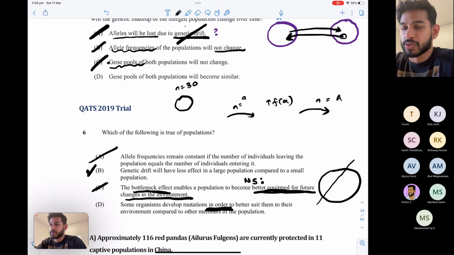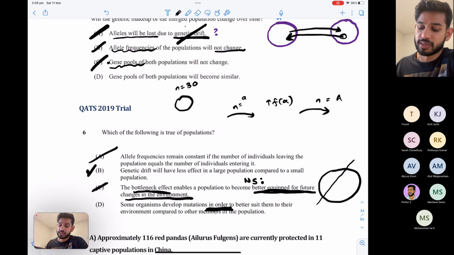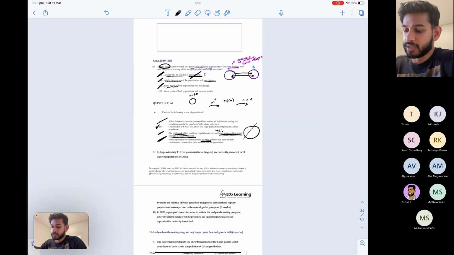But as long as you all understand, mutations, random. Okay, it's not in order to better suit yourself for an environment. So D is completely wrong. Good. The answer is B.